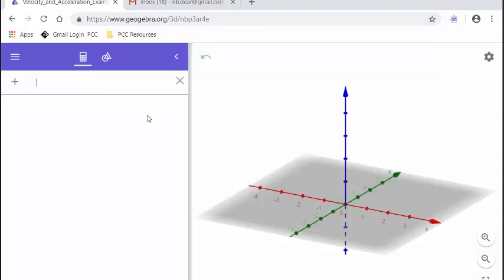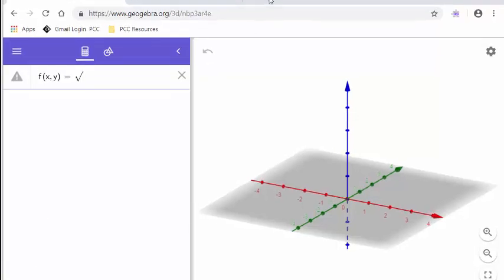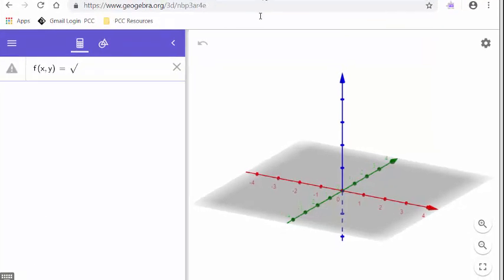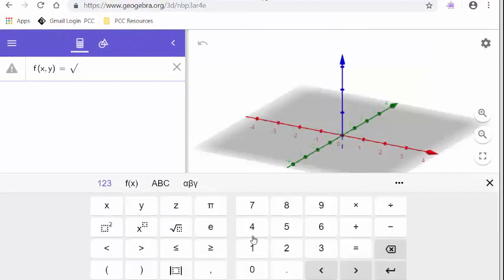And all we need to do is type in the function. So I'm going to write f of x comma y equals the square root. Nice little abbreviation there, allows me to just get that square root symbol. You can also pull up the keyboard. Move this up. See the little keyboard symbol here and get our square root symbol here. But just typing SQRT is a nice way of getting that pulled up.